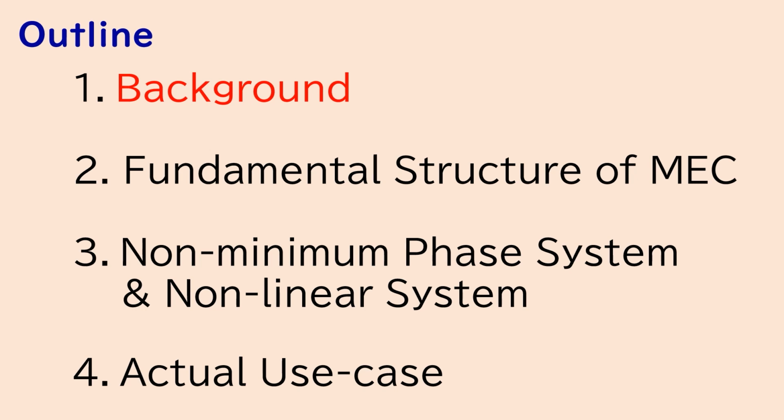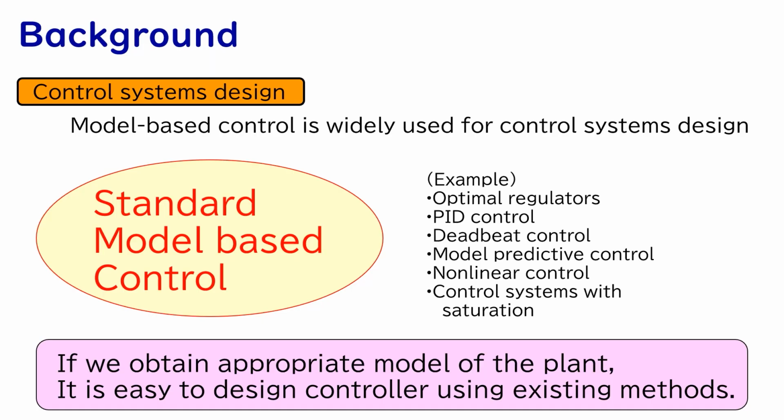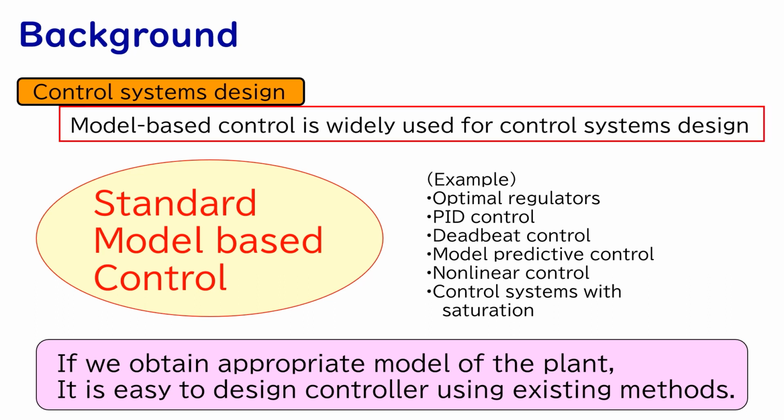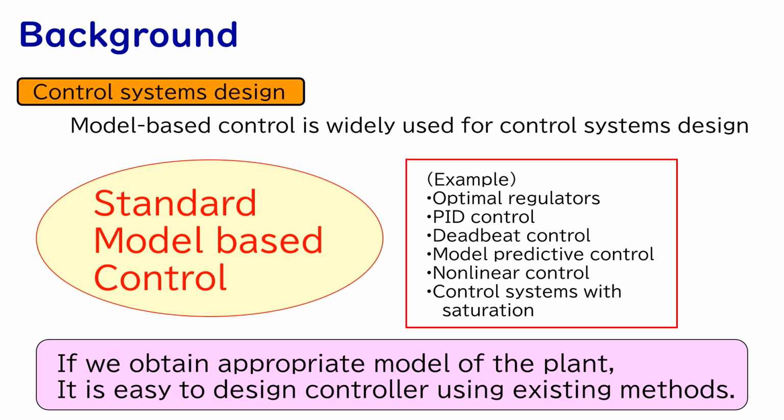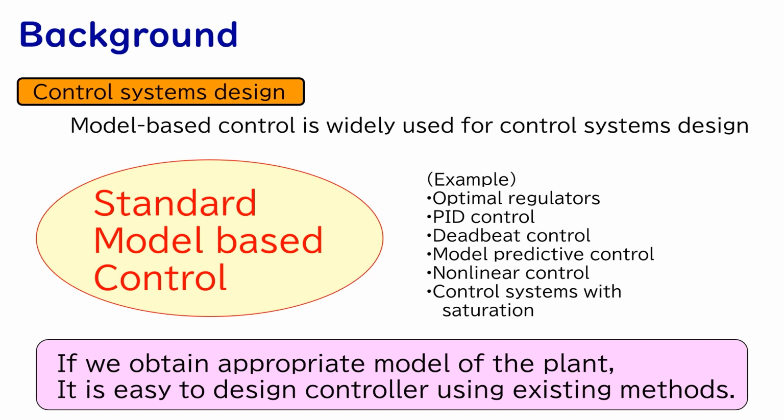This is an outline of this presentation. At first, I talk about the background of this research. In control system design, model-based control is widely used. As examples of model-based control, optimal regulator, model predictive control, and nonlinear control are used. If we obtain an appropriate model of the plant, it is easy to design a controller using existing methods.